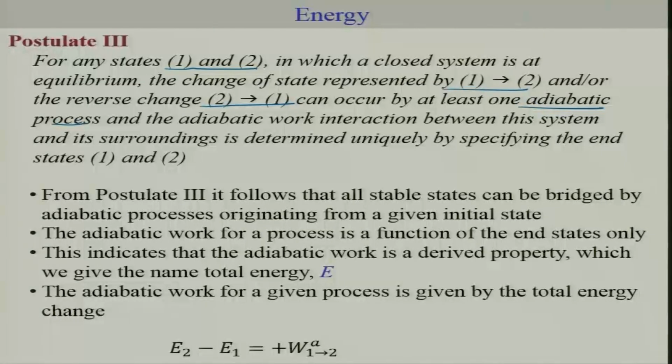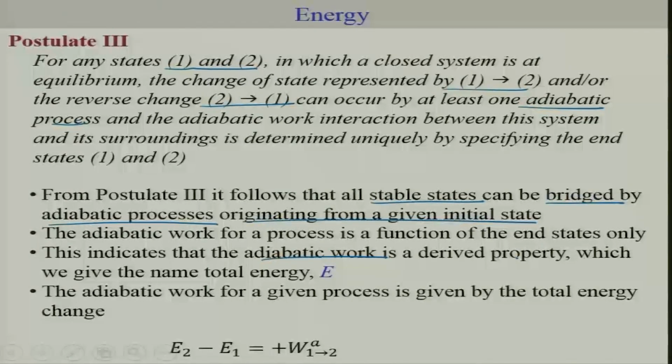So, what it is saying is that if 1 and 2 are equilibrium states, then basically you can always find the change by at least one of the adiabatic processes. Okay. And for that adiabatic process, the corresponding work interaction will be simply determined by these end states. So, this is all summarized here, that it follows that all stable states can be reached by adiabatic processes originating from a given initial state. The adiabatic work for a process is a function of end states only. This indicates that the adiabatic work is a derived property.